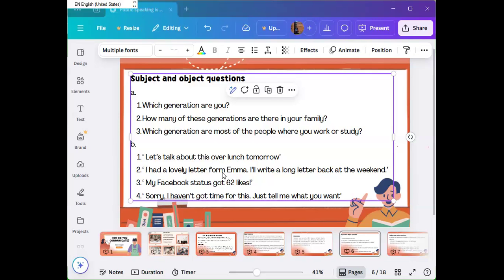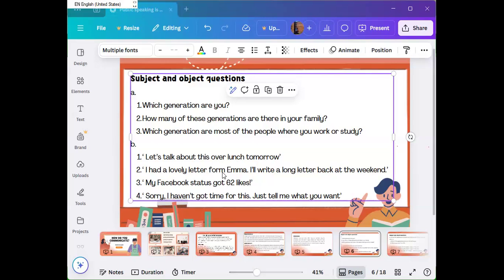Sorry, I haven't got time for this. Just tell me what you want directly. So they are really difficult to tell. So they are Gen X. So actually, number 1, let's talk about it over lunch tomorrow. They like face-to-face communication, because they want to meet in person and talk about this lunchtime tomorrow. So it's mostly going to be baby boomers.